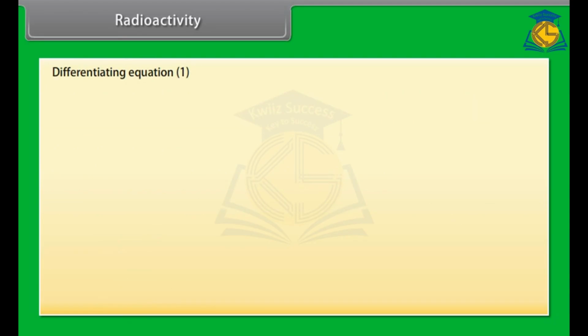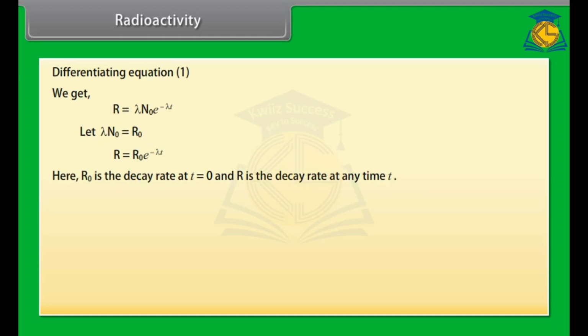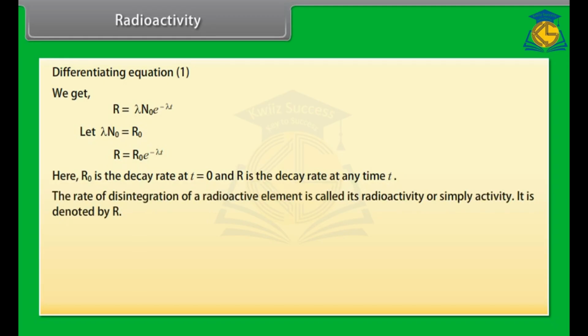Differentiating equation 1, we get R = λ N0 e^(−λt). Let λN0 equal R0. R = R0 e^(−λt). Here, R0 is the decay rate at t = 0 and R is the decay rate at any time t. The rate of disintegration of a radioactive element is called its radioactivity or simply activity. It is denoted by R.